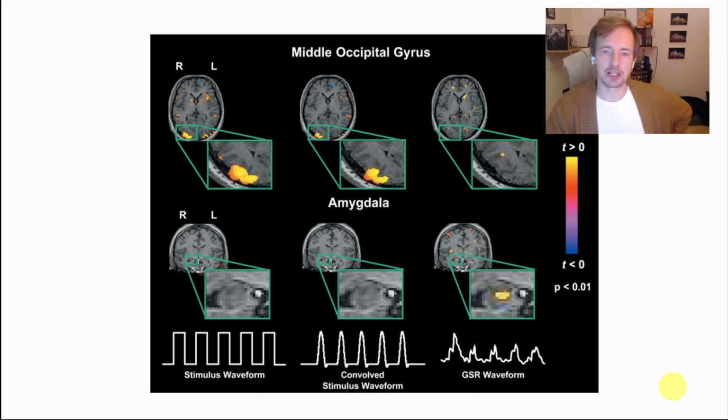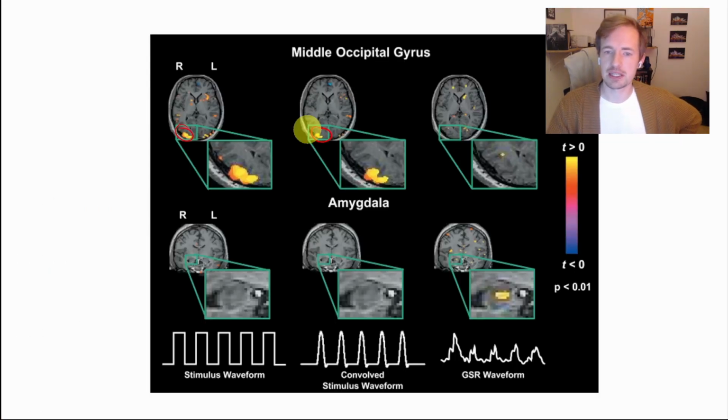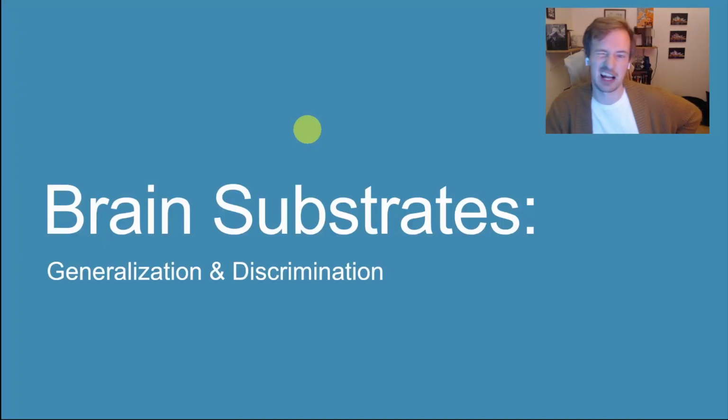I don't want to talk about this too much, but we see that whenever people are learning this task, the middle occipital gyrus seems to be a very commonly activated area, which is kind of interesting because you don't really see the middle occipital gyrus shouted out all that much in your other classes.